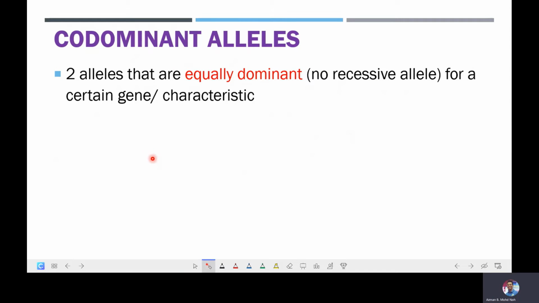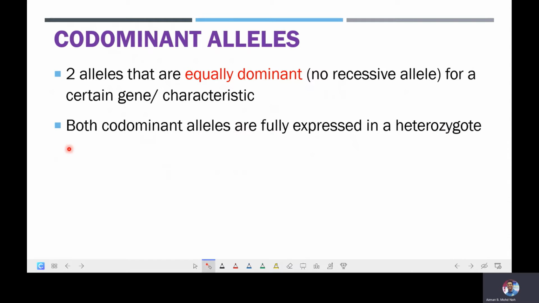The first type of deviation from Mendelian inheritance will be about the codominant alleles. This refers to two alleles that are equally dominant for a certain type of gene or characteristic. There will be no recessive allele in this particular case. Both codominant alleles are fully expressed even in a heterozygous condition.